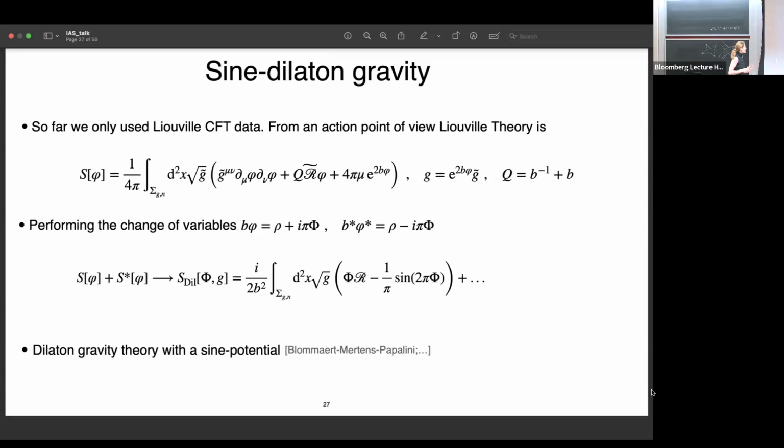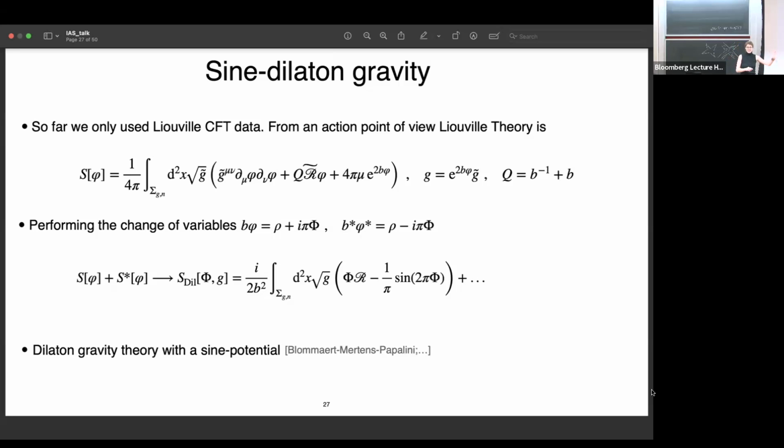But I still don't want to look at only one theory, I want to look at the combined theory. I want to look at S of phi plus S star of phi, because S star of phi is the complex conjugate Liouville theory. So I look at this combination, which from an action formalism is the complex Liouville string. I do this transformation over here, and then I can bring this combination into this pretty cool looking formula. Phi here now is a scalar. R is the Ricci, it's really the Ricci, not the fiducial Ricci. It's the physical Ricci. So I have a phi times R term, and then I get this sine 2 pi phi here. And because of this sine, we call this sine dilaton gravity theory.